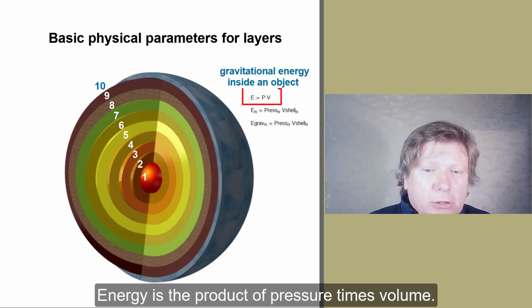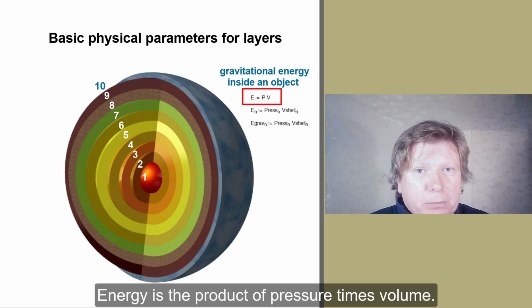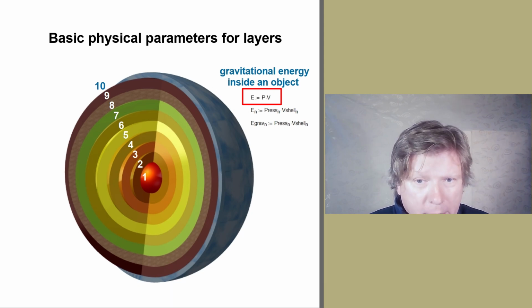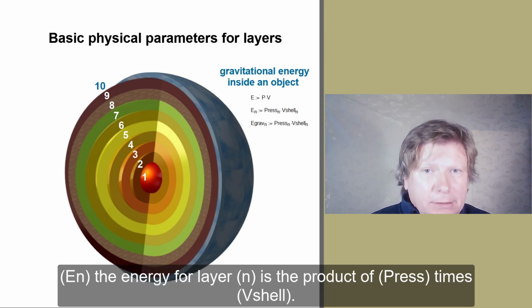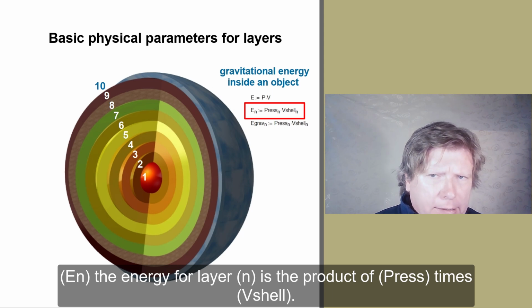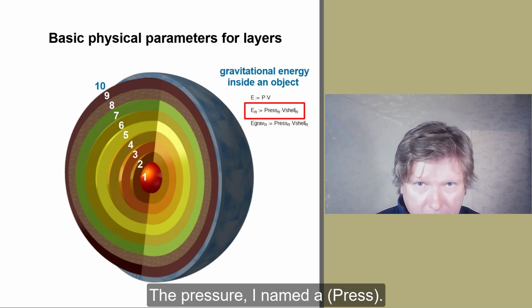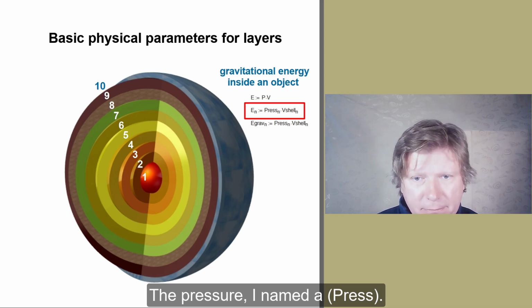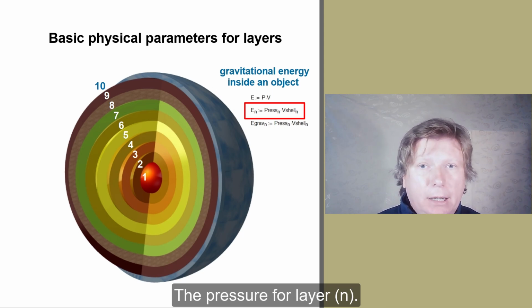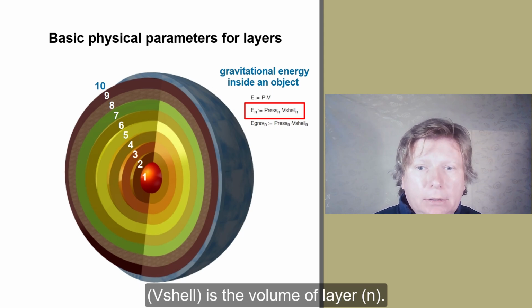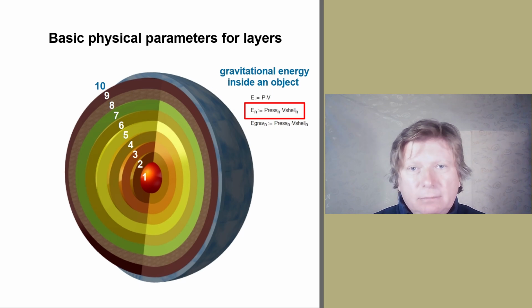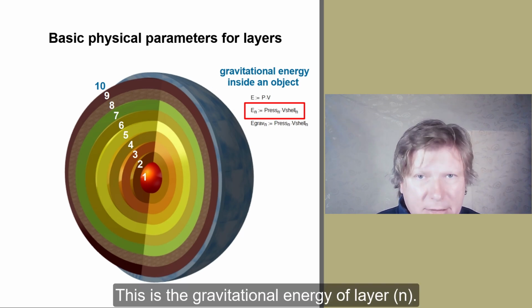Energy is the product of pressure times volume. En is the energy for layer N, is the product of press times V shell. The pressure I named press, the pressure for layer N. V shell is the volume of layer N. The pressure of this layer times the volume of this layer. This is the gravitational energy of the layer.